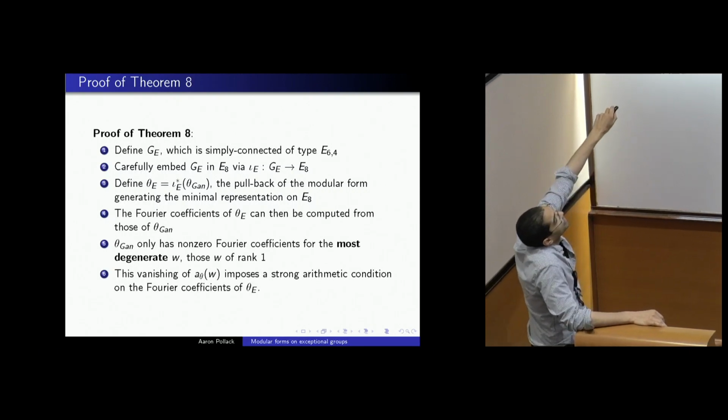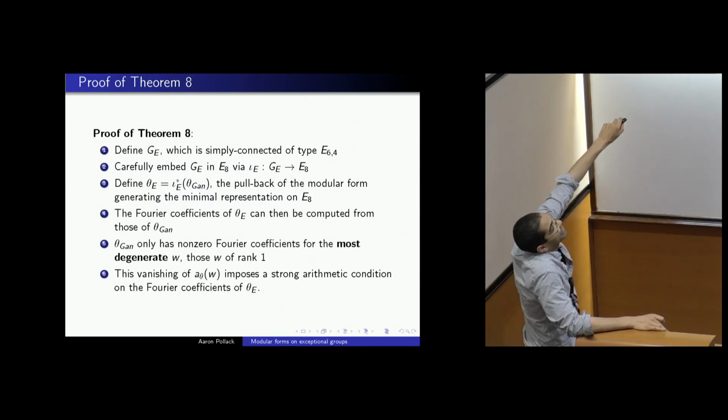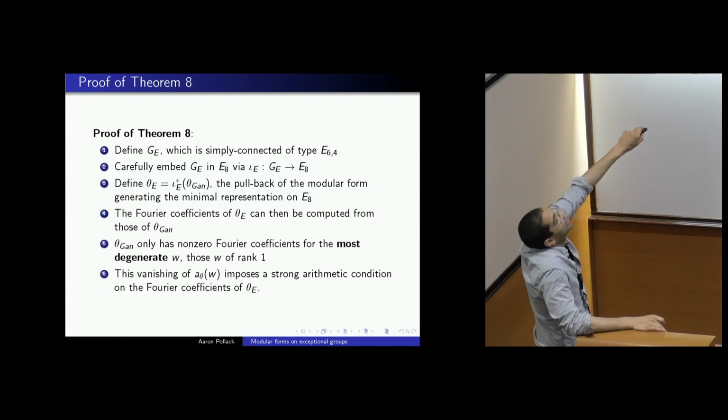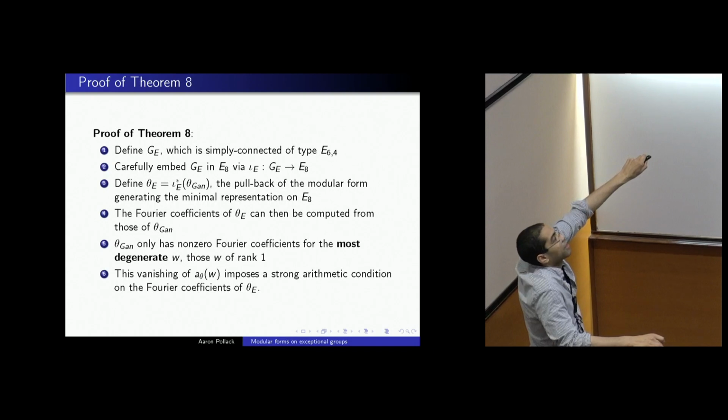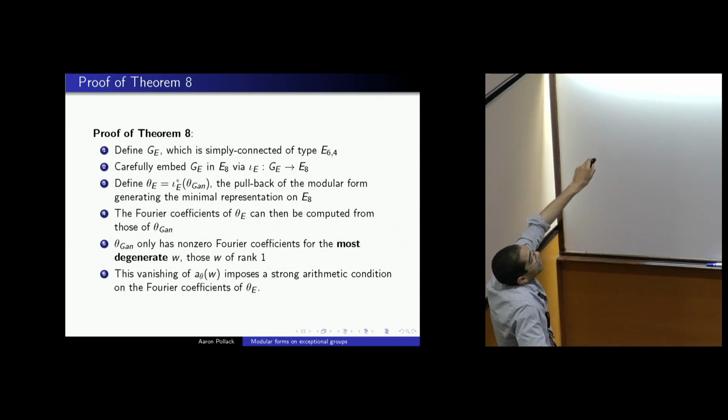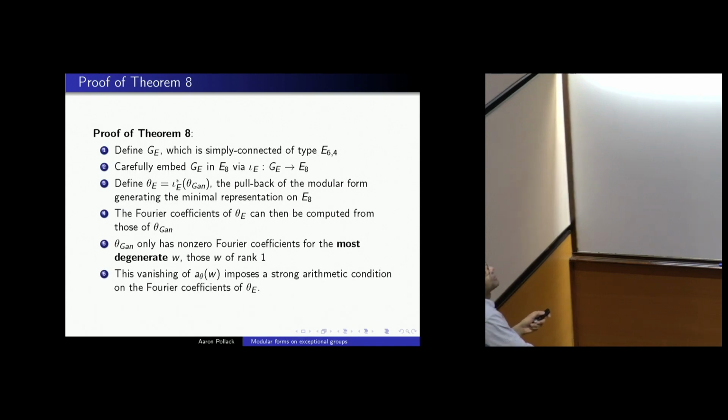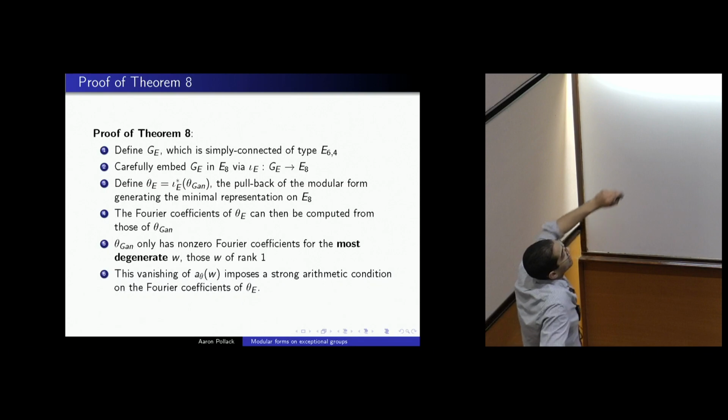So you define this group GE, which I said is simply connected, or it's of type E6. It's a group over Q, which over the real numbers has rank 4, okay, and it's of type E6. And then you very carefully embed this group inside of E8 via some embedding iota sub E. And then you take this modular form generating the automorphic minimal representation on E8, and you pull it back to this group of type E6 via this embedding.